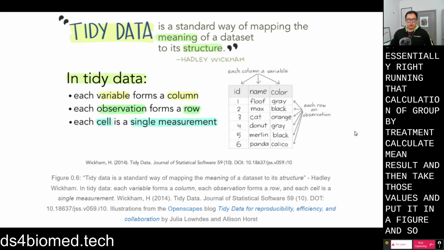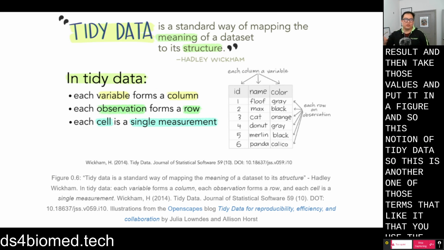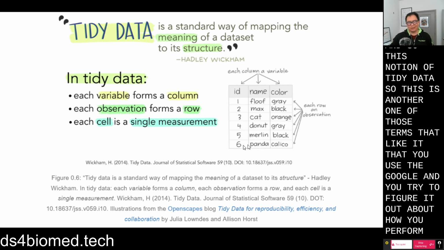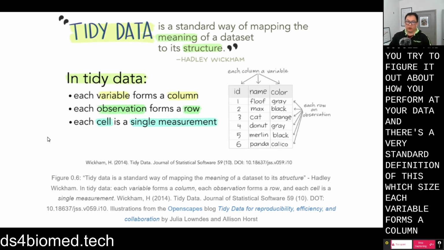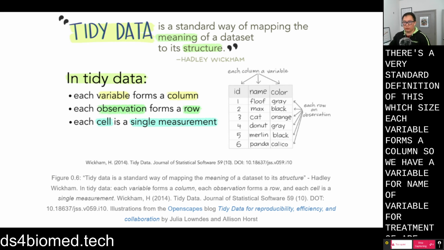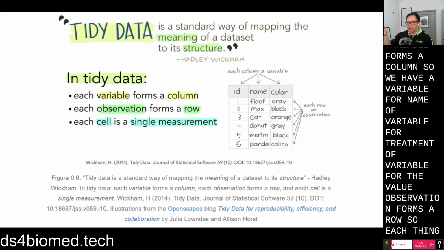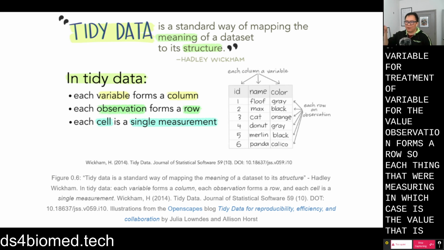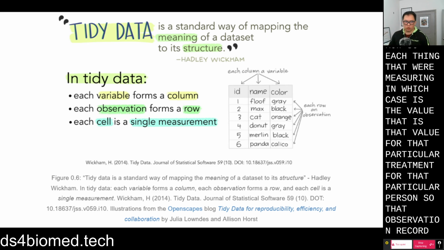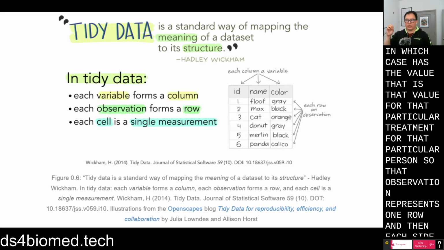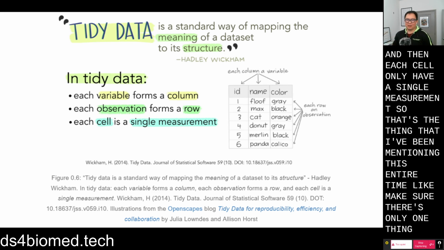And so this notion of tidy data is another one of those terms that you use to Google when you try to figure out how you should format your data. There's a very standard definition of this, which says each variable forms a column. So we have a variable for name, a variable for treatment, a variable for the value. Each observation forms a row. So each thing that we're measuring, in which case is the value for that particular treatment for that particular person, represents one row. And then each cell only has a single measurement. That's the thing that I've been mentioning this entire time: make sure there's only one thing represented in that cell and not multiple.